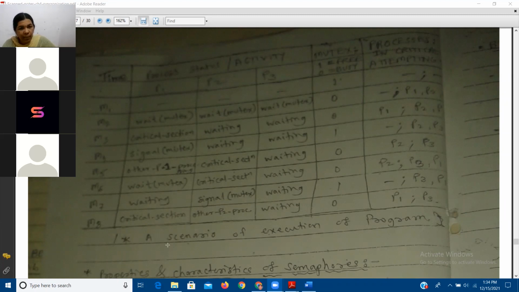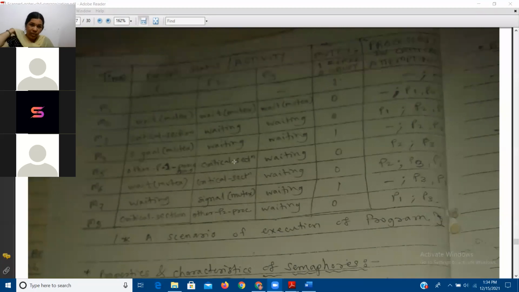So at that time P1 and P3 will be in the waiting state, and after that, instead of giving the chance to P3, the chance is given to P1. So maybe P1 has higher priority, so P1 is again entering inside the critical section. P3 will be in the waiting state. So this is the scenario of execution of the program. It depends upon the priority of the processes.